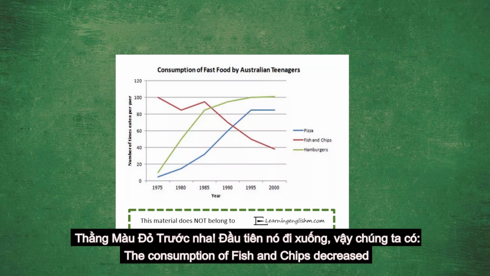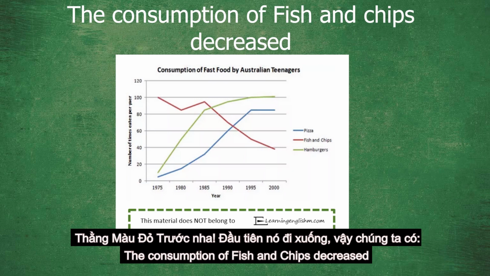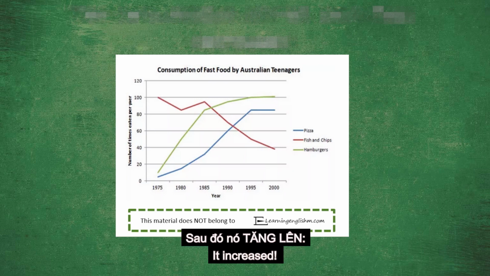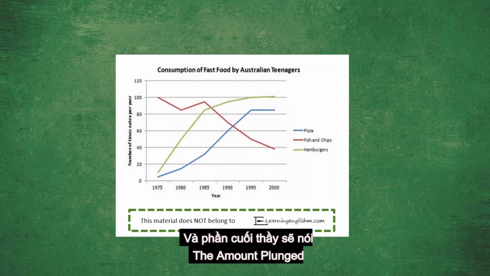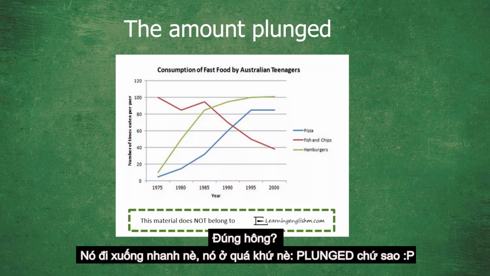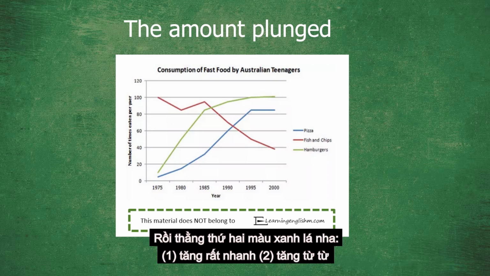We see that it goes down, so I will use the structure of subject verb. The consumption of fish and chips went down, easy, and then it went up. I would say it increased. As you can see, I say it. I don't have to say the consumption of fish and chips anymore because, well, we mentioned it. And then the last part, I would say the amount plunged because it went down very fast, and because in the past, so we use the word plunged.